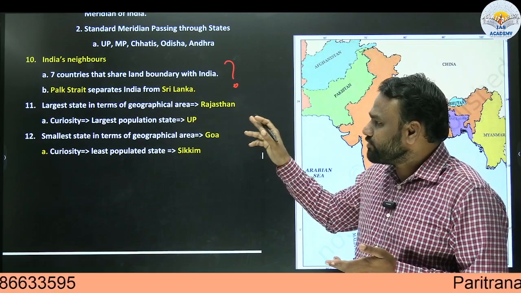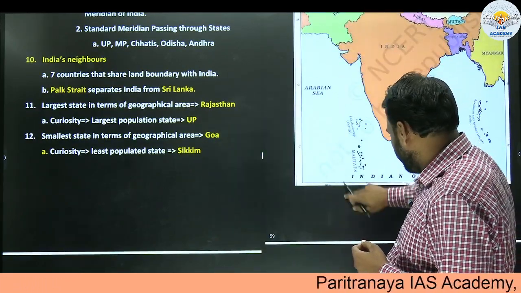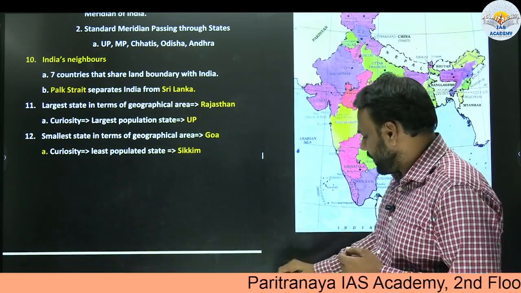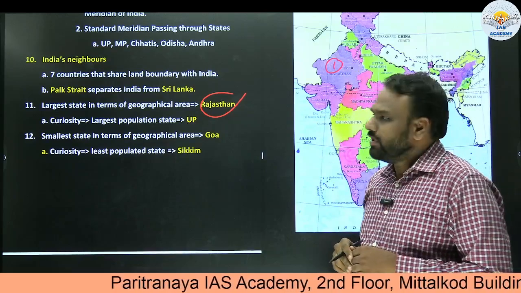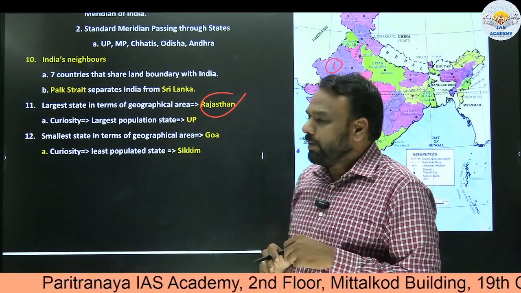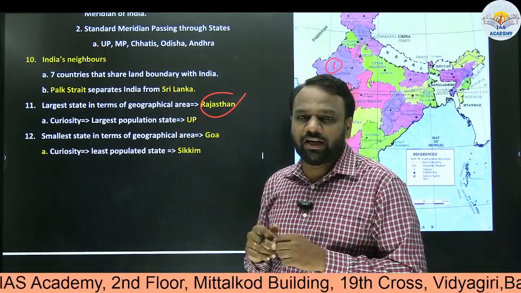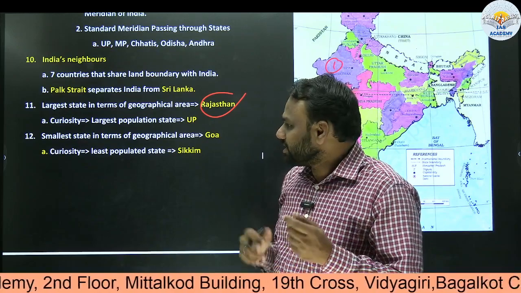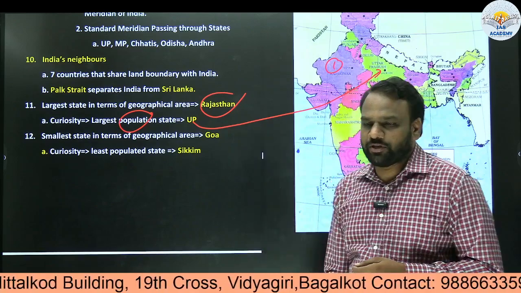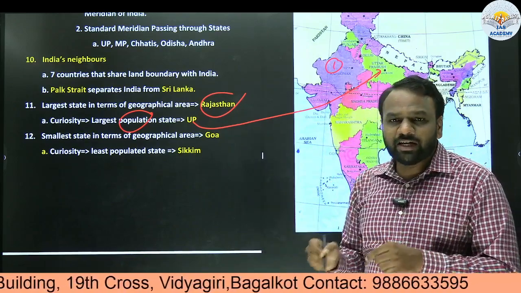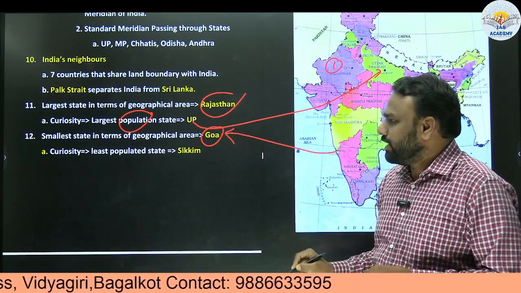Here, largest state in terms of geographical area. Which is the largest state in India with respect to geographical area? It is Rajasthan. Here in the book, they have not given population, but we should have that curiosity. If Rajasthan is the largest state in terms of geographical area, then which is the largest state with respect to population? Obviously we are aware it is Uttar Pradesh. The next question, smallest state in terms of geographical area, it is Goa. Goa is the smallest state in terms of geographical area.